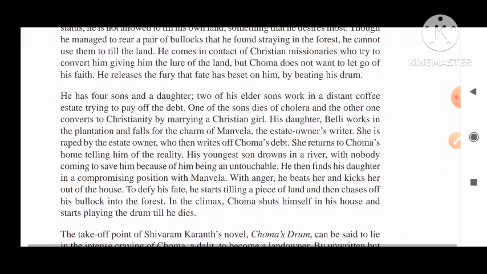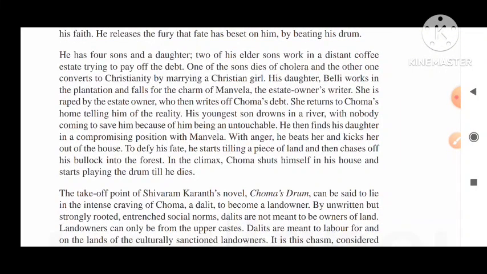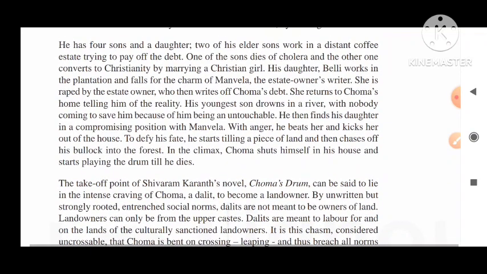He has 4 sons and a daughter. 2 of his elder sons work in a distant coffee estate trying to pay off the debt. One of the sons dies of cholera and the other one converts to Christianity by marrying a Christian girl.